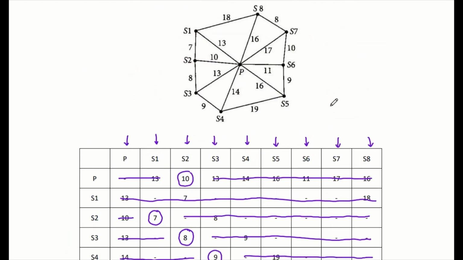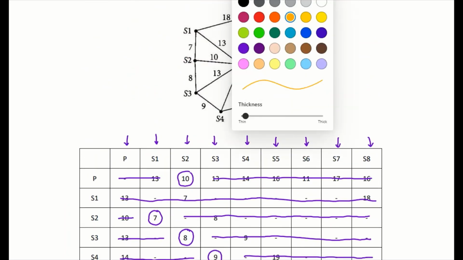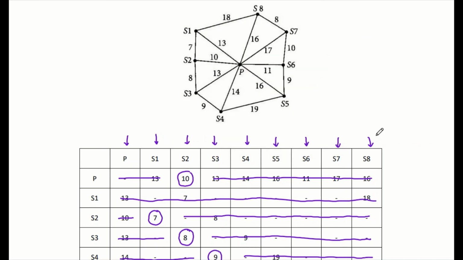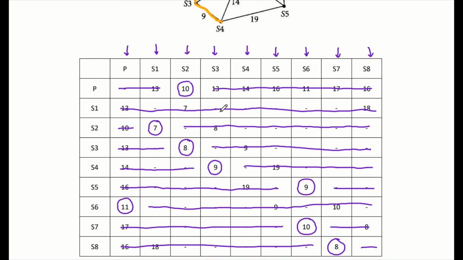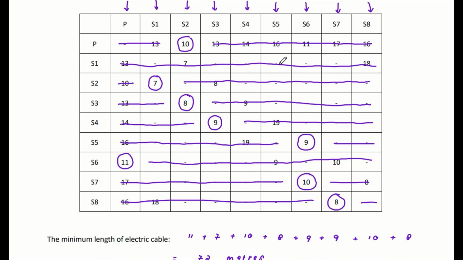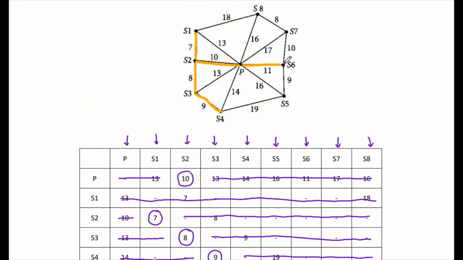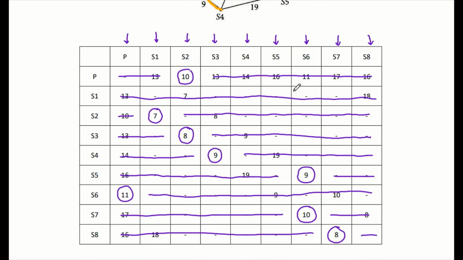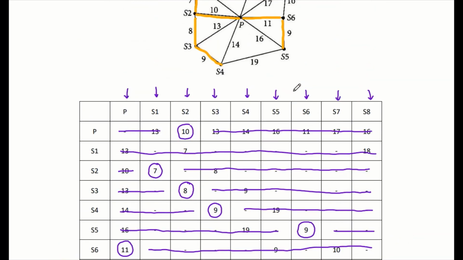Same thing, if you want to check whether it is the same as your previous answer, feel free to just highlight it. Then after that, just check whether you have the same thing or not. So P goes to S2, S1 goes to S2, or S3, S2, S3, S2, and then S4, S3, right? So P to S6, P to S6. Okay, then S6 to S5, S6 to S7, and S7 to S8.